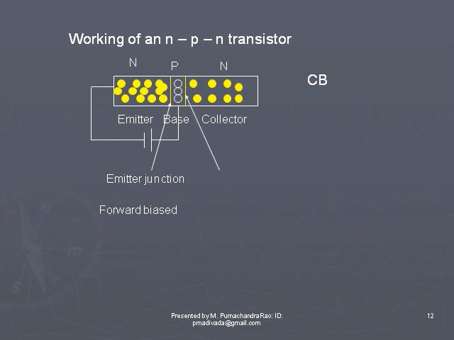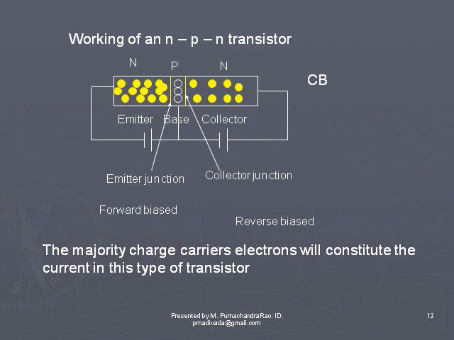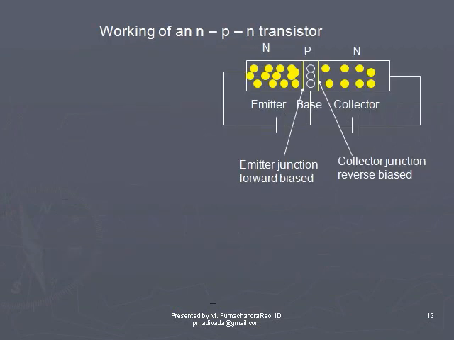The collector junction is reverse biased. So the positive of the battery is connected to the collector and negative is connected to the base. So the output junction is reverse biased. Here electrons are the majority charge carriers. In an NPN transistor, electrons are the majority charge carriers. Now let us study the working of the NPN transistor.